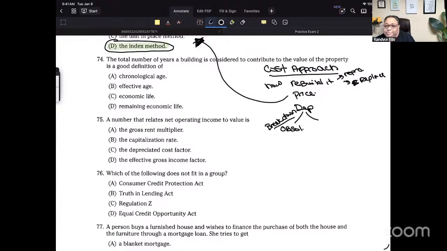Breakdown. Oh, now I've got that song in my head. Dang it.